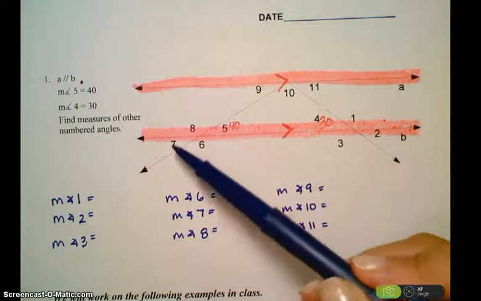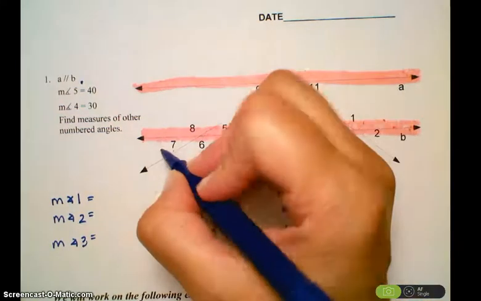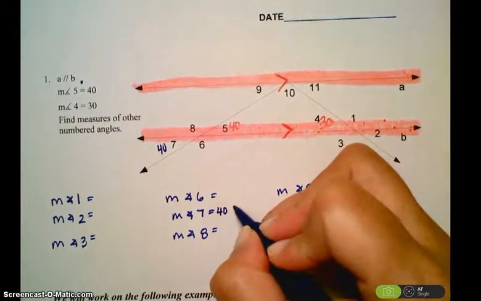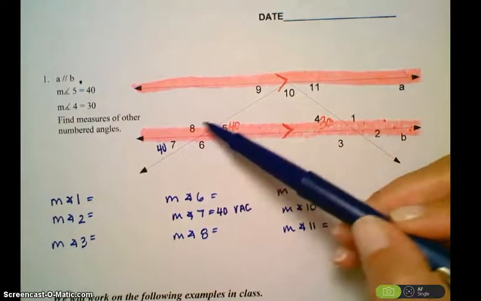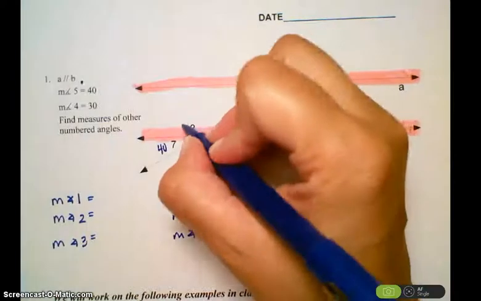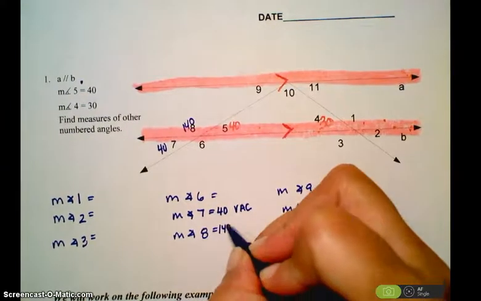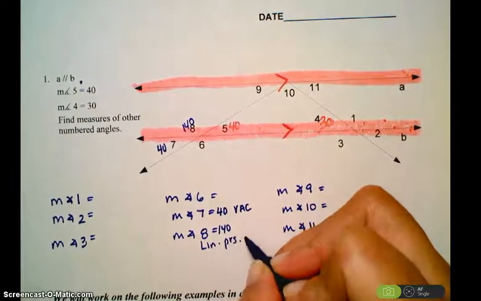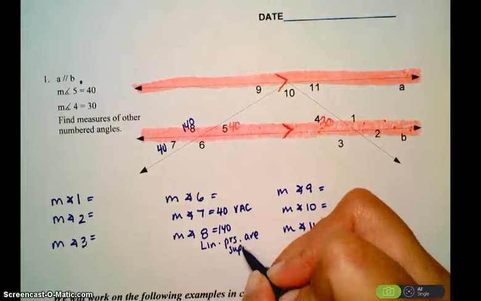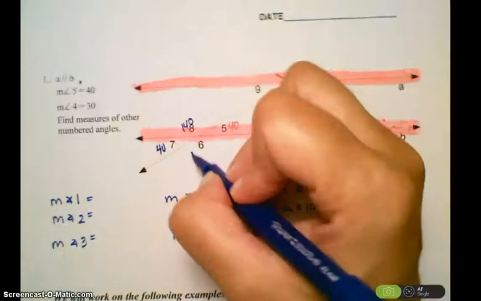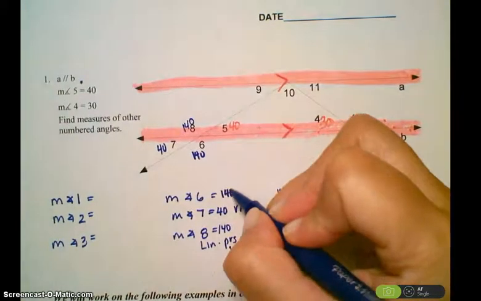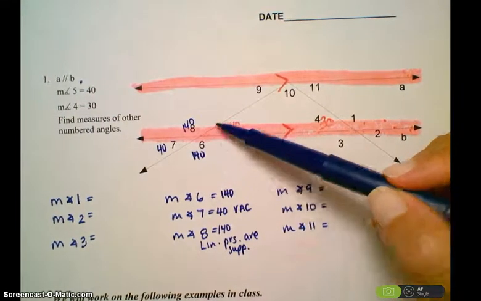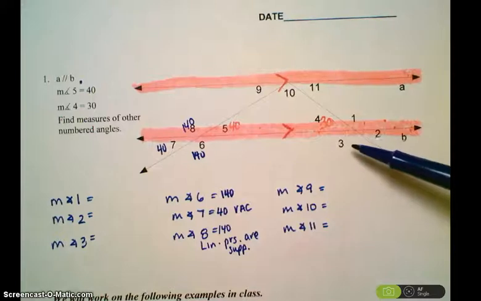For example, right here in this group of 4, if this angle is 40, angle 7 must also be 40 because vertical angles are congruent. I also know angle 8 must be 140, and I know that's true because linear pairs are supplementary. So again, that's old stuff. Nothing new going on here. And then of course vertical angles again will get us that angle 6 must also be 140, or linear pairs, whichever way strikes you.